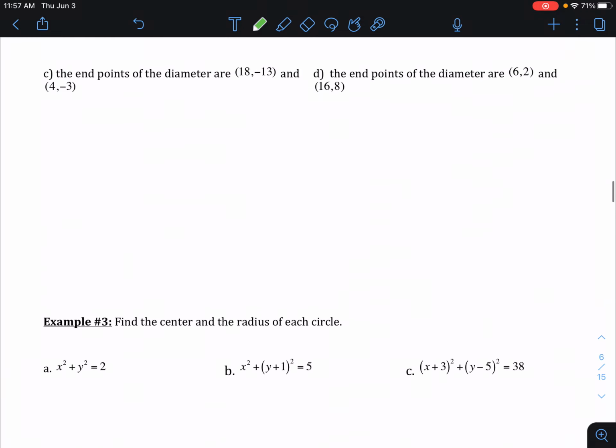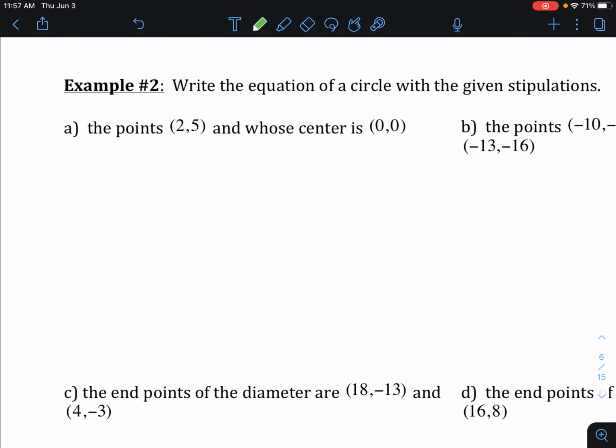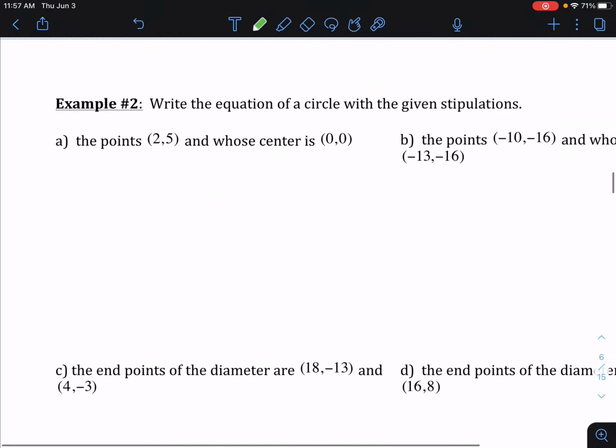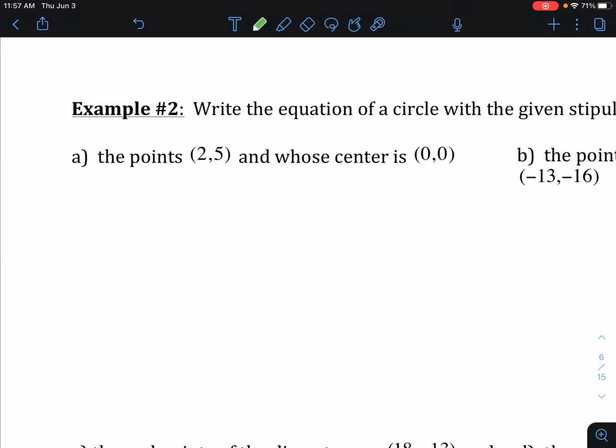All right, let's continue on. We're going to write the equation of a circle with the given stipulations. So in A, the point is 2, 5, and whose center is 0, 0. So what's missing here is the distance, which is also known as the radius. So let's figure out what that radius is by using the distance formula that we learned the previous day.